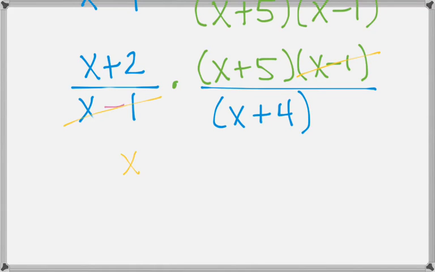Okay, x plus 2 times x plus 5 all over x plus 4. And we're also, nope, we don't need any restrictions on this one, so we are good. Any questions on number 5 or number 4, whichever one it is on your test?